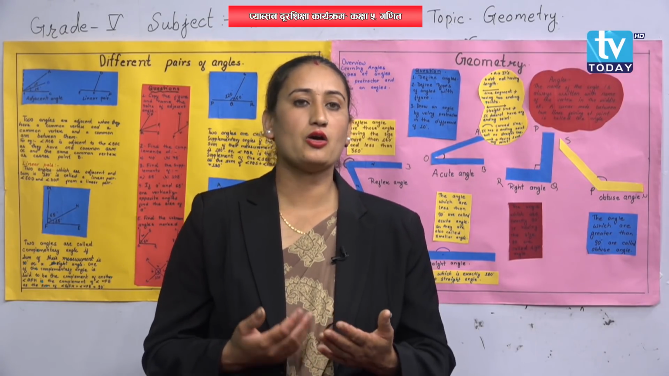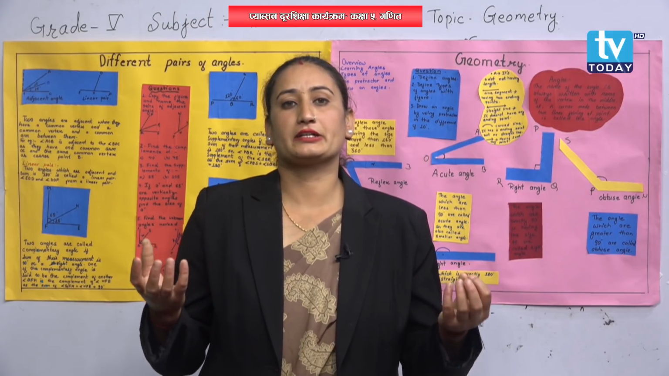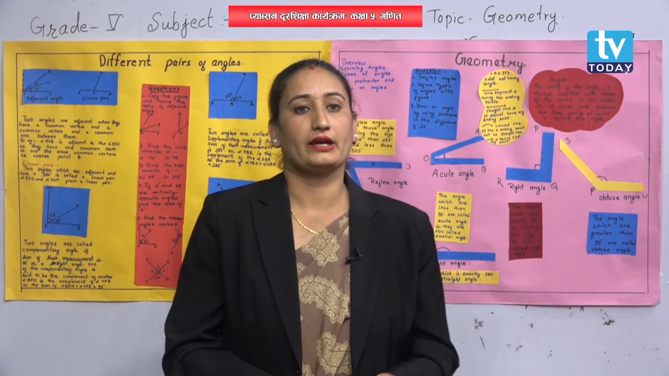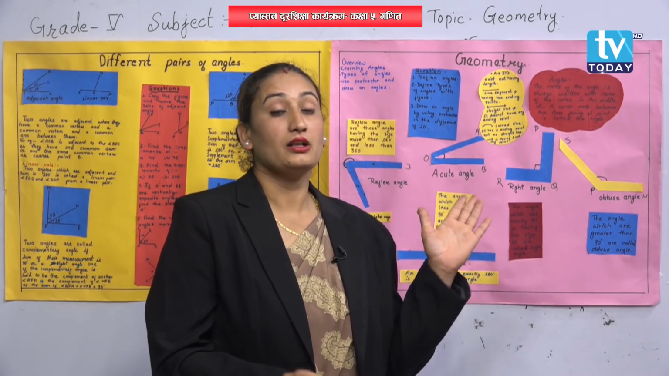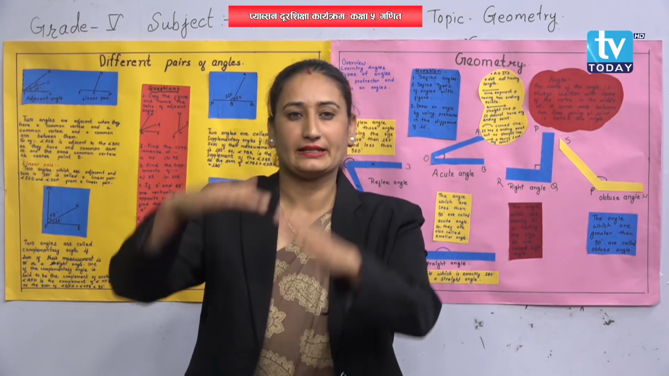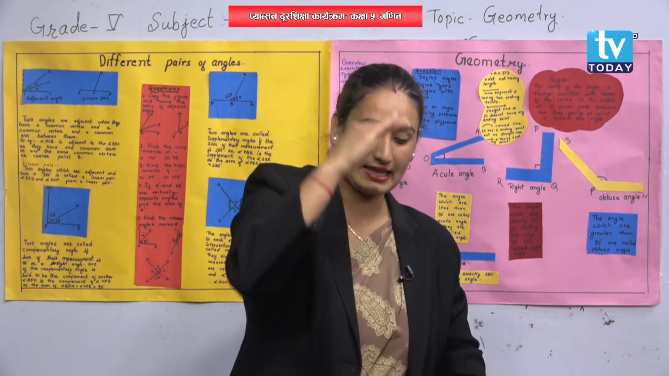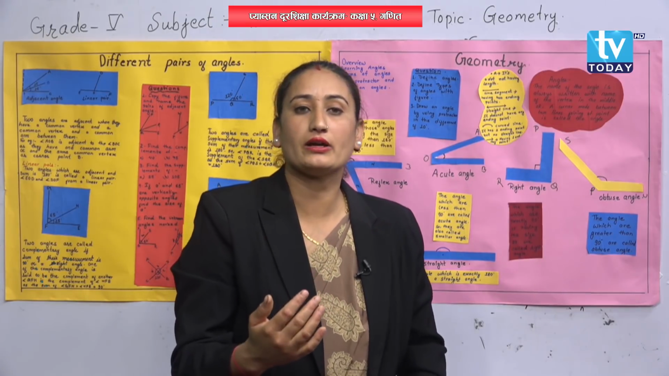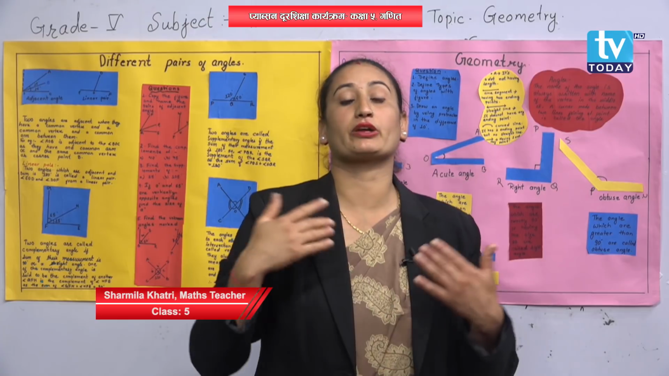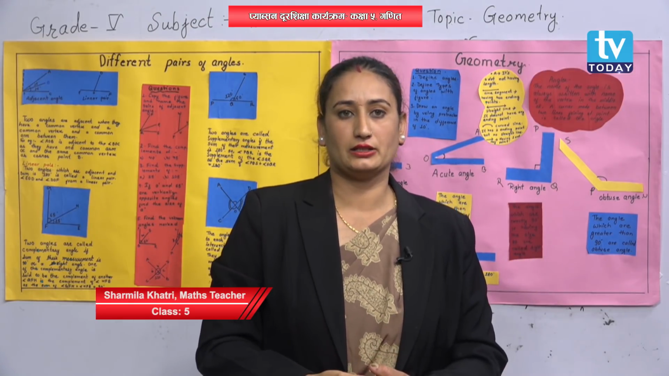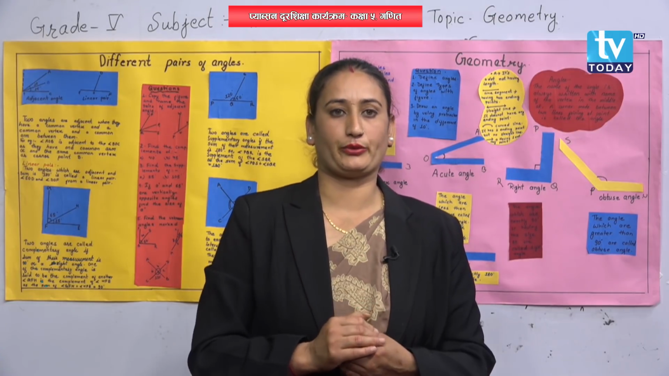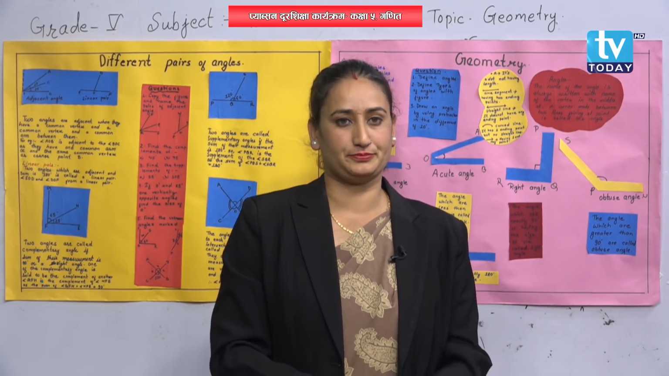How much does an acute angle have? Have you noticed the degree? It is an angle which has less than 90 degrees. If it is less than 90 degrees, then we call it an acute angle. Greater than 0 and less than 90, then we call it an acute angle.